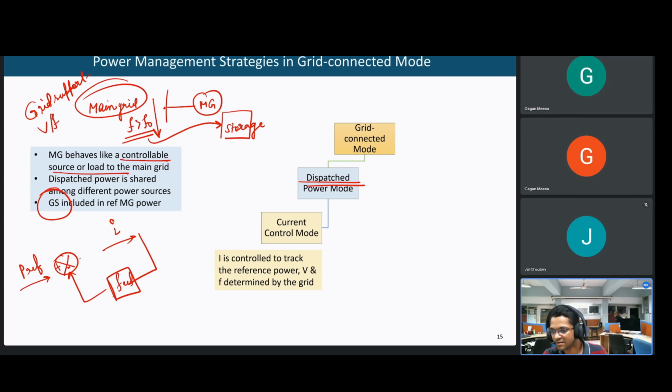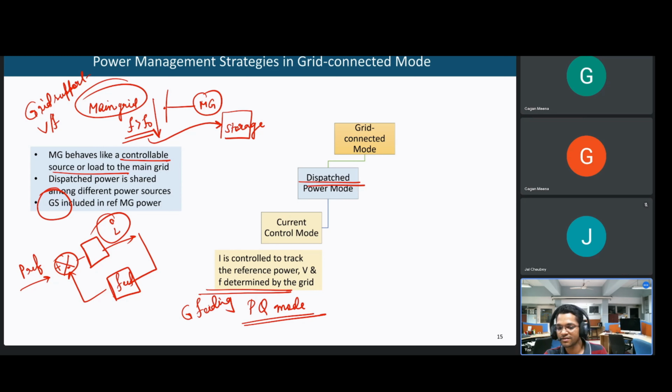We are controlling this current. That is why it is called current control. And here the voltage and frequency are determined by the grid. So you can say this is a kind of PQ mode, or you can say grid feeding mode. Here we know the voltage and frequency by using the PLL, and we are supplying fixed P and Q by changing the current.